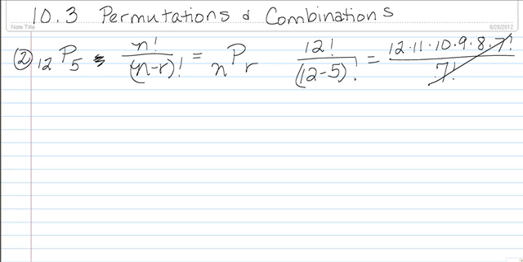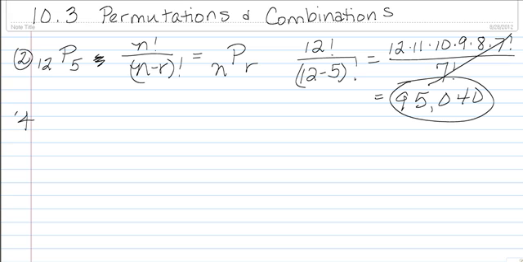We can cancel those. So now we just need to multiply, and I am going to use my calculator to multiply what's left. We have 12 times 11 times 10 times 9 times 8. So 95,040 would be the number of permutations.